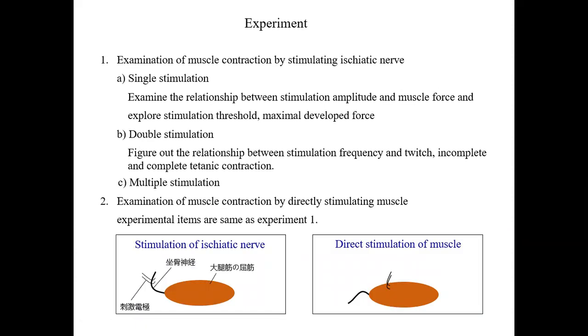The experiment contains two parts. One is examination of muscle contraction by stimulating the ischiatic nerve. The second one is examination of muscle contraction by directly stimulating the muscle. For each part of the experiments, we are going to apply single, double, and multiple stimulation.